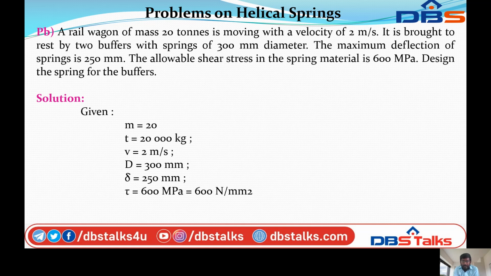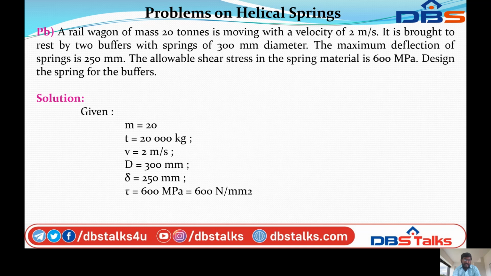So we can design the spring buffer. Given data: m is equal to 20 tons, so 20 tons means 20,000 kgs. Velocity v is equal to 2 meter per second. Capital D is equal to 300 mm. Deflection delta is equal to 250 mm. Allowable shear stress tau is equal to 60 megapascal. This is equal to 60 Newton per mm square.